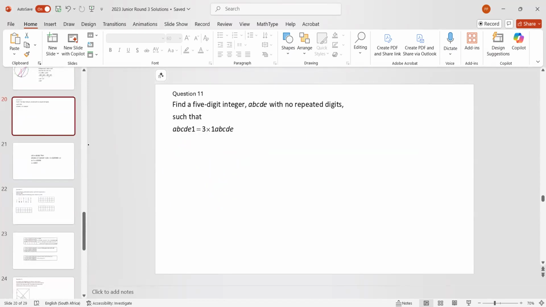We go to question 11. There are 15 questions in the third round paper. The second round has 25 questions, but in the third round, juniors, there are 15 questions. So you still have 5 more to go. Okay, find a 5-digit number A, B, C, D, E, with no repeated digits.